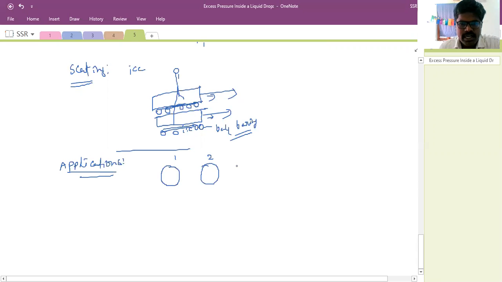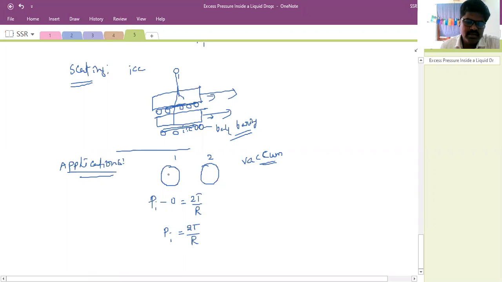Suppose the outside atmosphere is there normally. Suppose you can imagine vacuum outside. Then what is the pressure inside? P_i minus the outside vacuum pressure, which is 0, is equal to 2T by R. So P_i is equal to 2T by R.